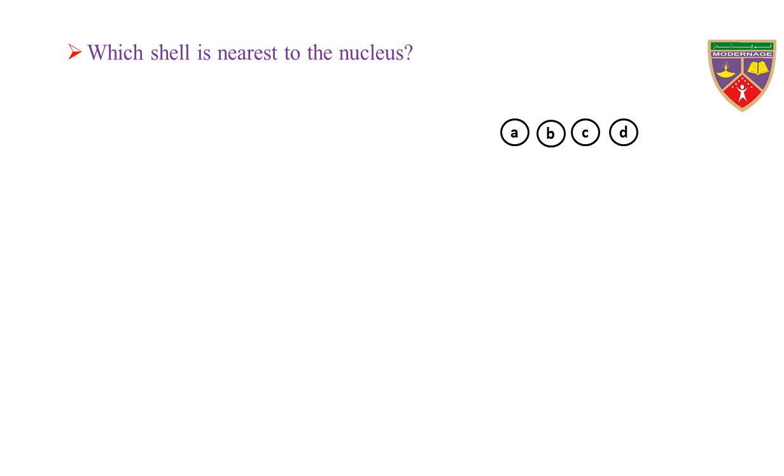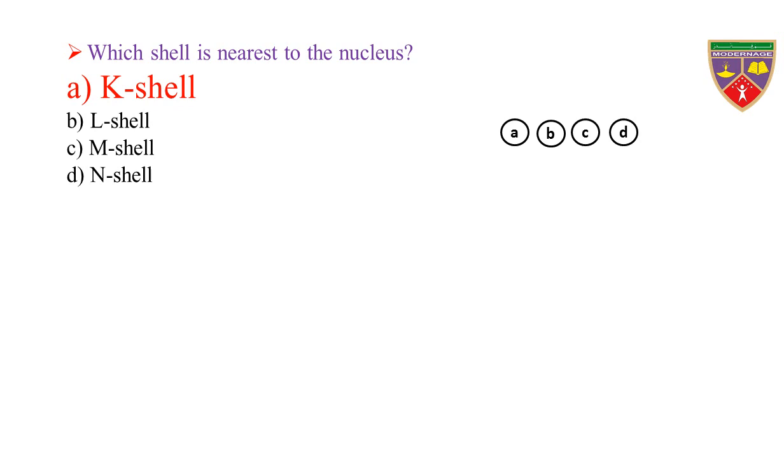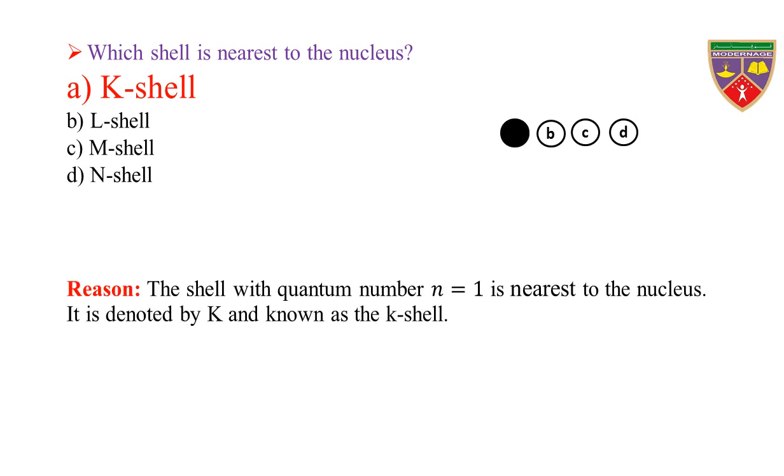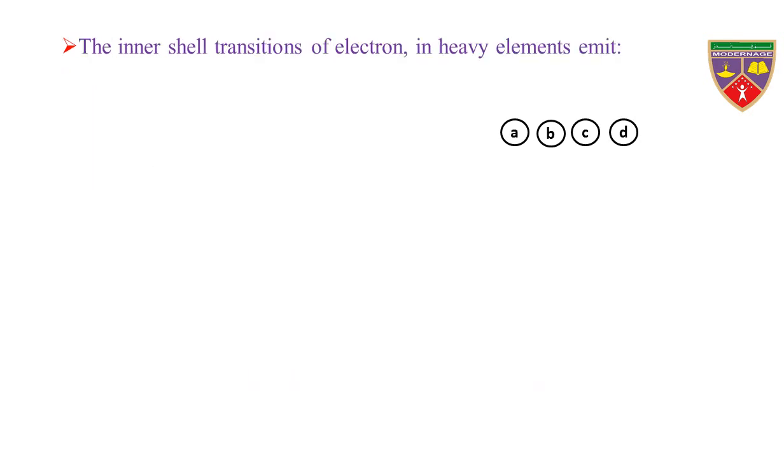Which shell is nearest to the nucleus? Option A, K shell; option B, L shell; option C, M shell; option D, N shell. The key is K shell. Therefore, the correct option is A. Reason: the shell with quantum number n equal to 1 is nearest to the nucleus. It is denoted by K and known as the K shell. Hence, the nearest to the nucleus is K shell.